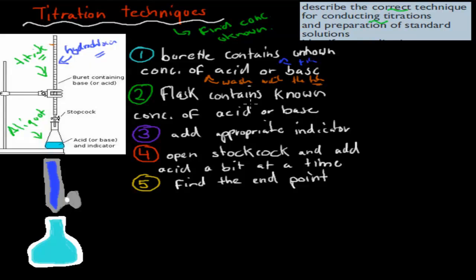Now the second one, the flask, contains known concentration of acid or base, and that was our aliquot. And in this case, we said there might have been a strong base, such as sodium hydroxide or something else in our aliquot. And the third step is we have to add an appropriate indicator into our aliquot. So in here. Now it says appropriate, and I'm going to go over more of why it needs to be appropriate in the next video.